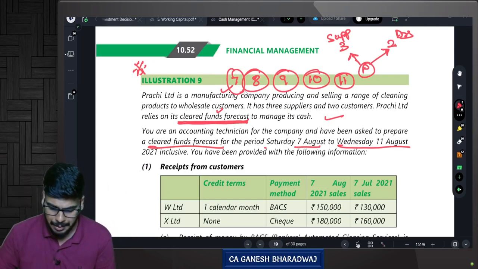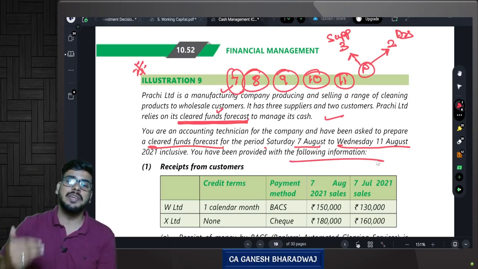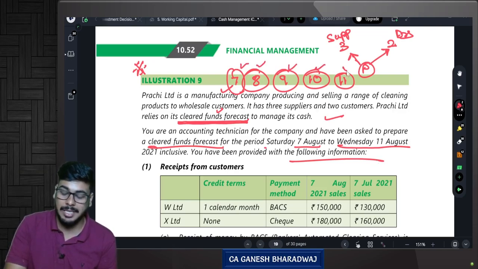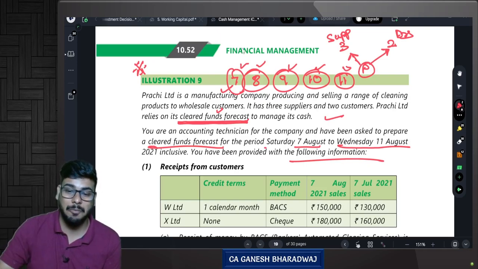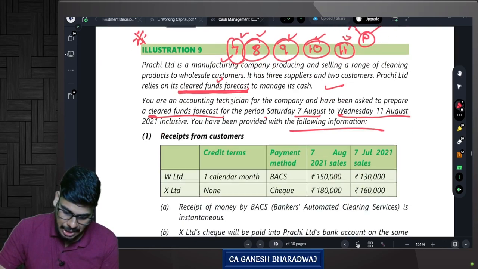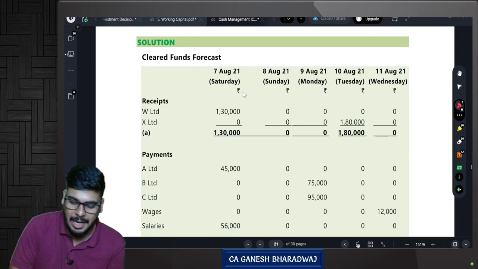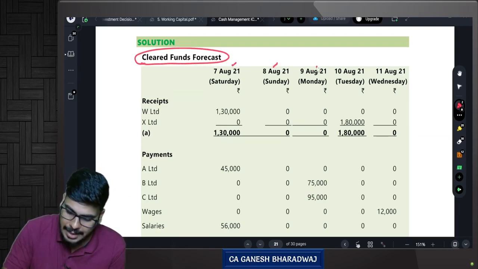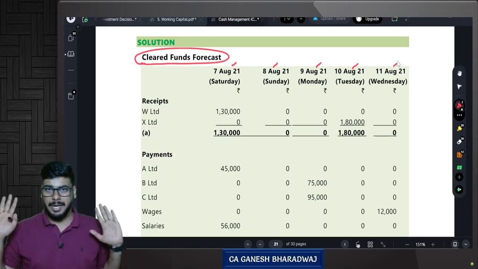Yes, very simple. Now, you are provided with the following information. So basically, what we need to do is prepare a cash budget for each of these 5 days. But remember, there is only one condition here. What is it? You should record this particular transaction only when your bank statement reflects it. So now just look at this. They have prepared the cleared funds forecast for 7th, 8th, 9th, 10th and 11th. For each of these 5 days, they have prepared a forecast.